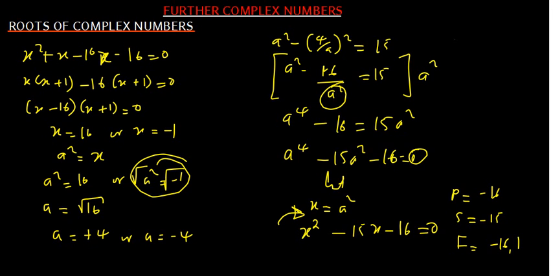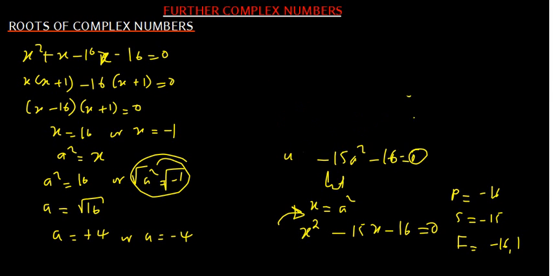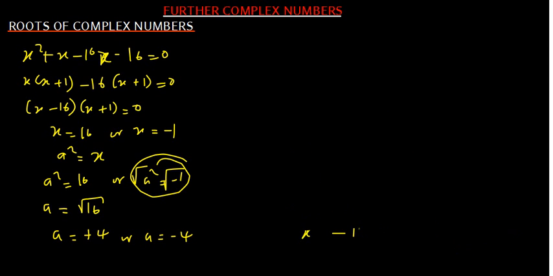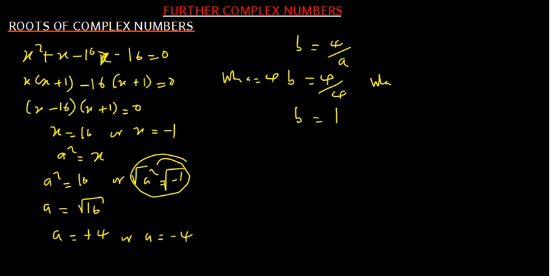After finding this, we go now to find the value of b. We already saw that b was equal to 4 over a. So b can either be equal to, when a is equal to +4, 4 over 4, b is going to give us 1. And then when a is equal to -4, b is going to be 4 over -4, and b is going to give us -1.